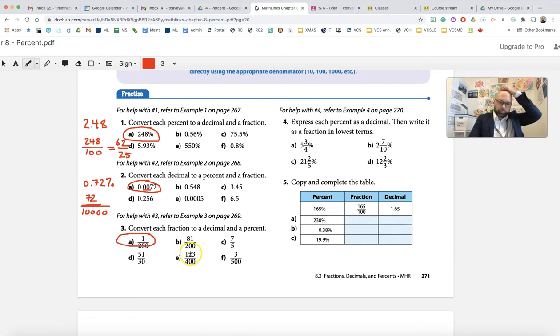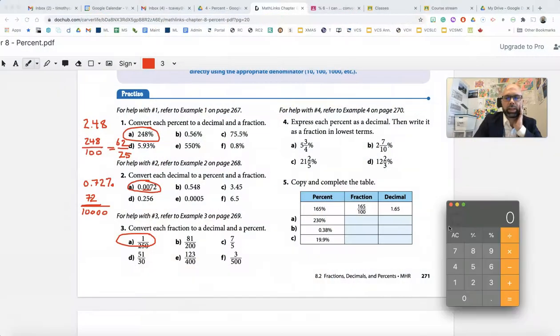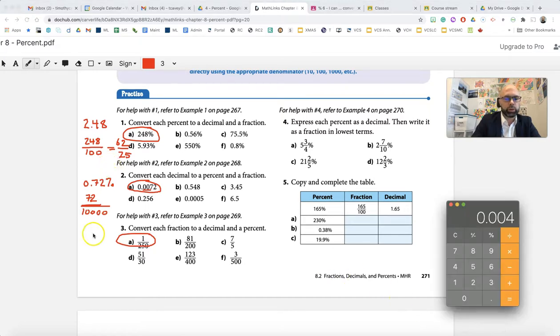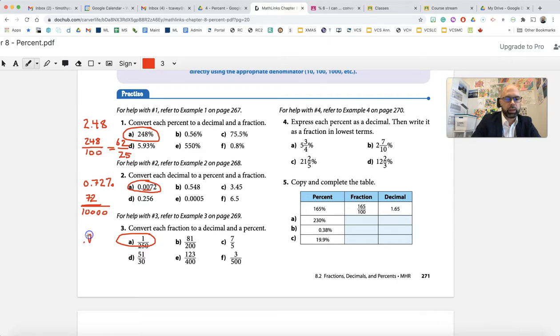Okay, again, as a decimal, 1 over 250. This should be 0.004, but I'll show you the work on what this looks like on my calculator. You can just type in 1 divided by 250. There's the bell. And then that gives you 0.004. So that's the easy calculator method. Or if you don't have a calculator, you can always do that long multiplication.